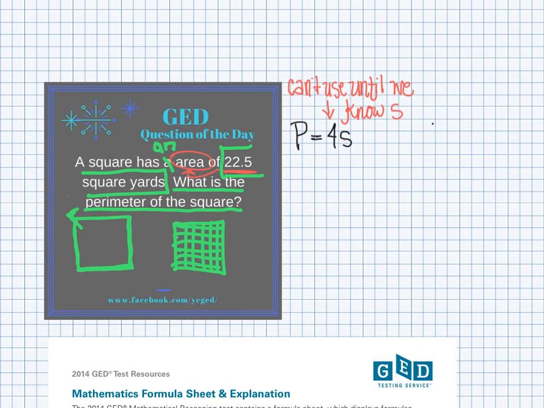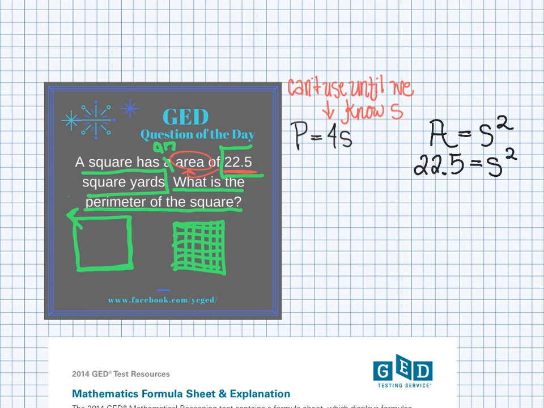Okay, so here's what I do know. I know that the area formula is A equals S squared. And I know what my area is. So I'm going to plug in that area that I do know. I know my area is 22.5. And I know that's equal to S squared.